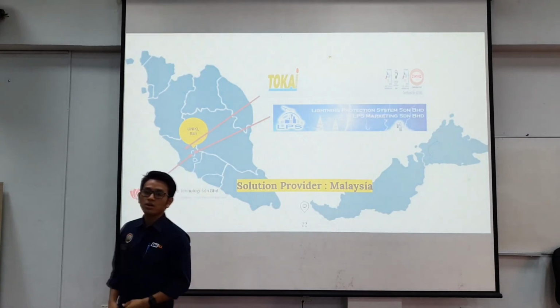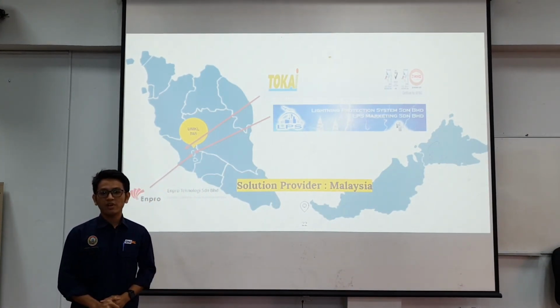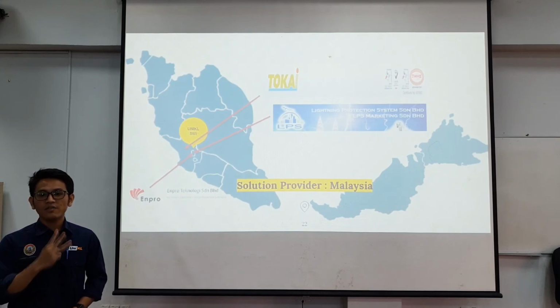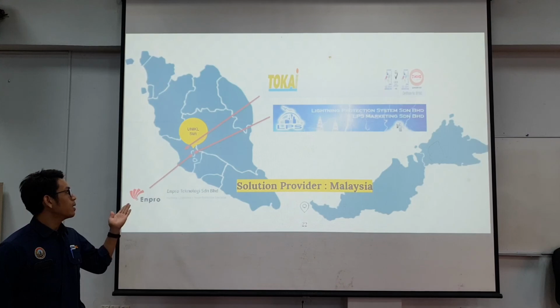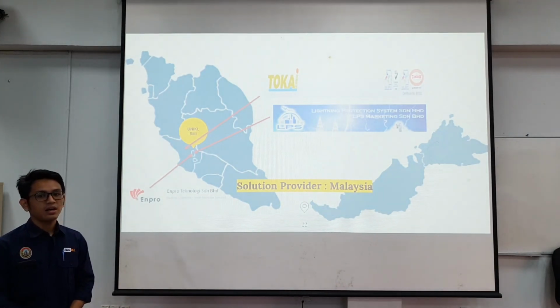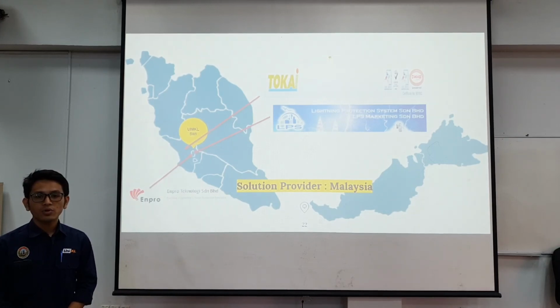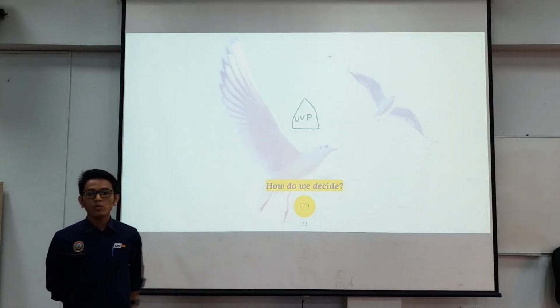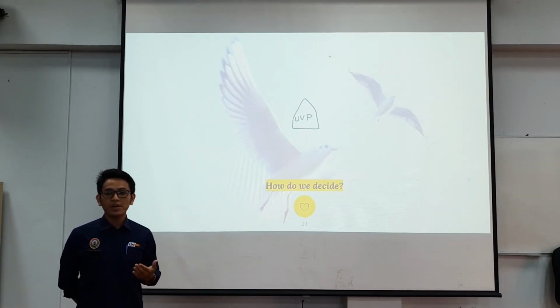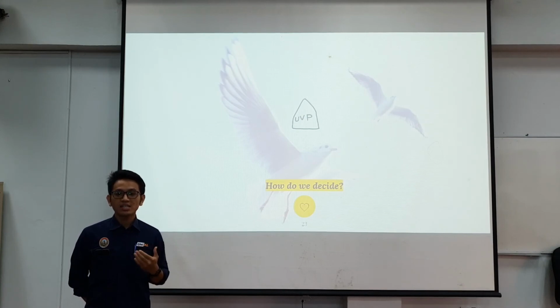So for the solution provider in Malaysia, we have finalized 3 companies or vendors that can be a protection device provider in Klang Valley, Kuala Lumpur. We have chosen Tokai Sdn Bhd, LPS Lightning Protection System Sdn Bhd, and lastly Pro Technology Sdn Bhd. So how we decide which company to choose is based on the highest UVP.